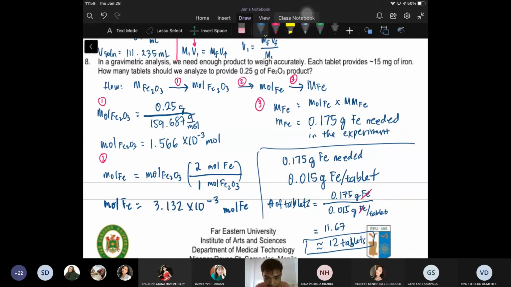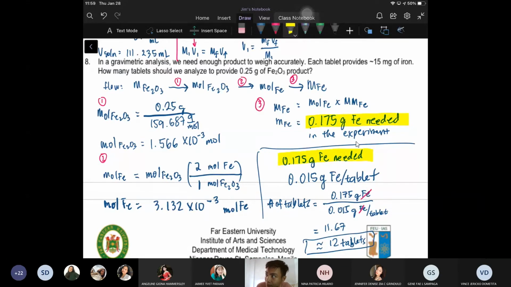Sir, saan po uli nanggaling yung 0175? Ito po, dito siya nanggaling. Di ba ang ginawa natin, from mass ng iron(III) oxide na kailangan sa experiment, kinonvert natin siya to mass ng iron. Okay? So, ginawa natin yon. Ito yung solving na yon. Tatlong steps yon. Stoichiometry yon.